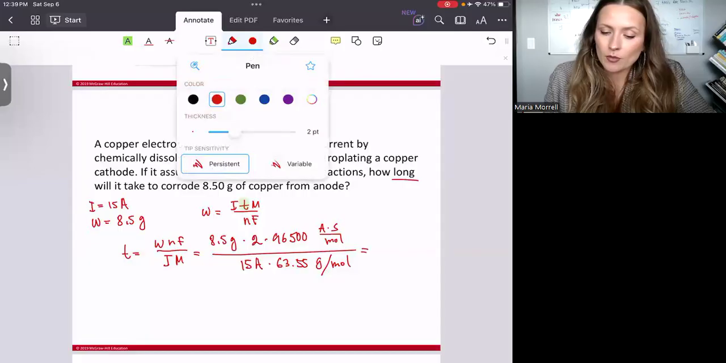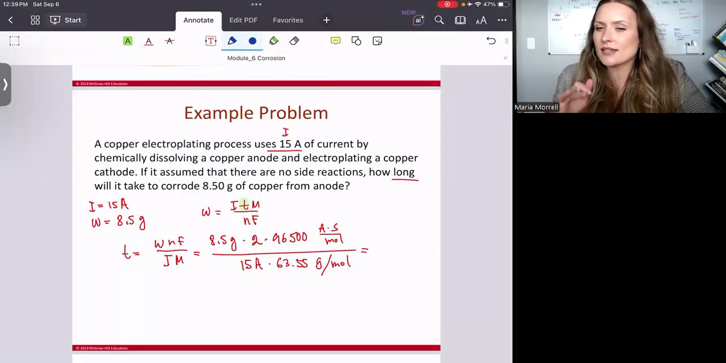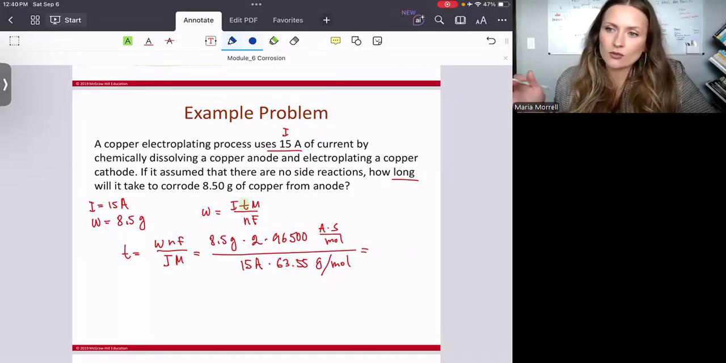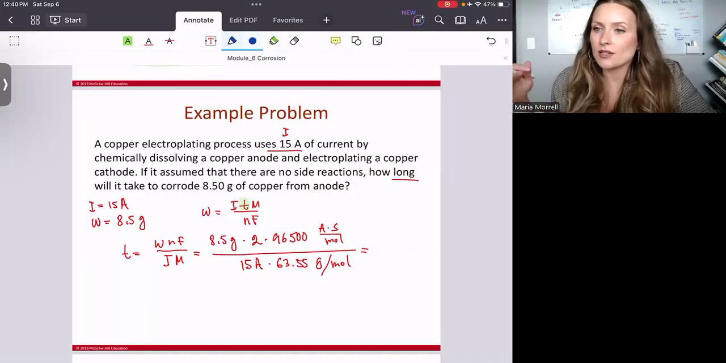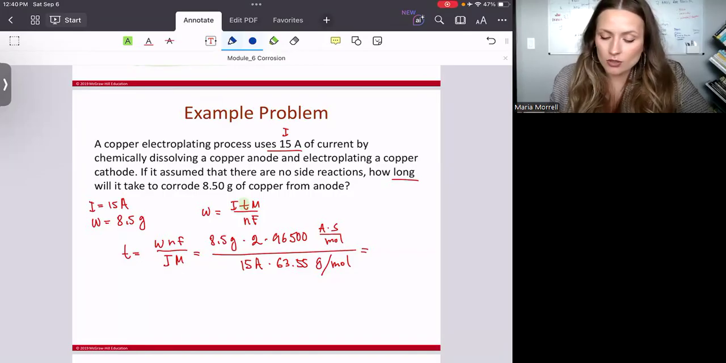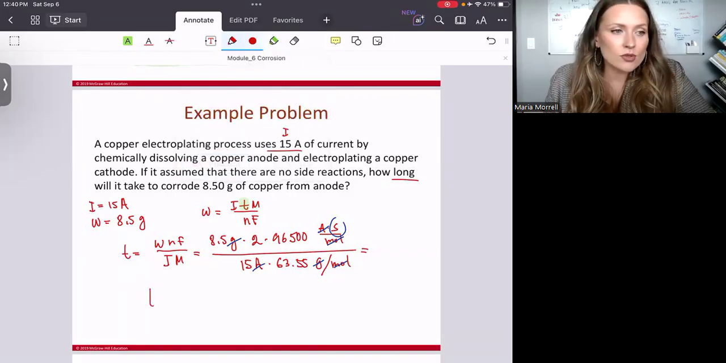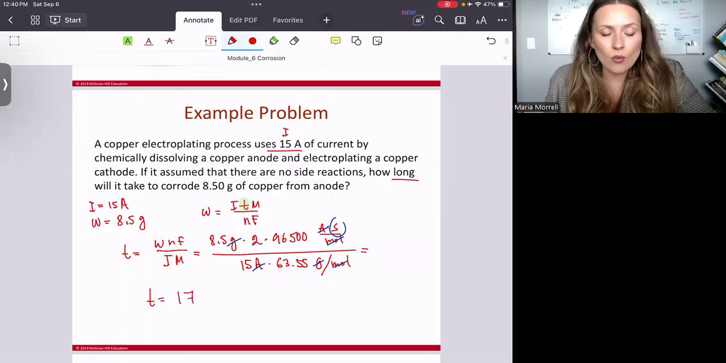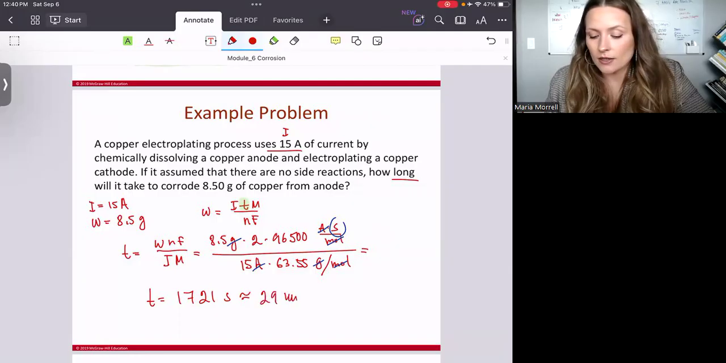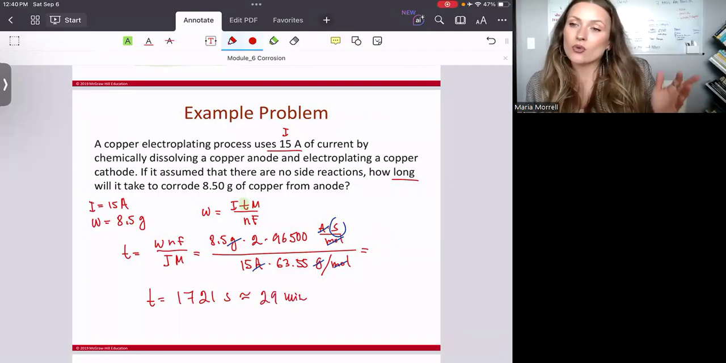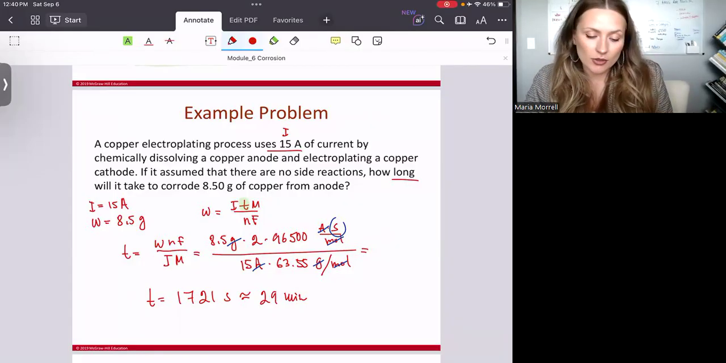Now, I'm going to start with units. Since this is time, my units should be seconds. If it's too many seconds, we will probably use either minutes or hours. But we need to make sure that the units actually make sense. Grams cancel out, amp cancel out, mole cancel out, and indeed I am left with seconds. If I do the math, the time is 1,721 seconds, or roughly 29 minutes. So it takes about 29 minutes to electroplate 8.5 grams of copper.